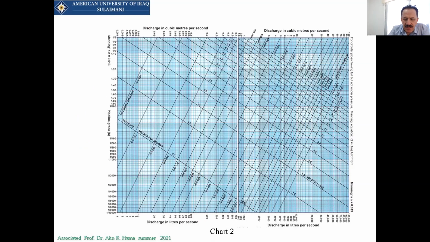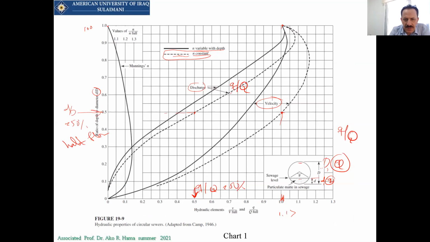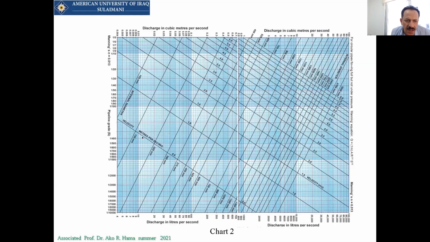This is also the same chart, by the way. This is for the velocity. This chart represents V equals 1 over n R to the 2/3 S to the 1/2, and Q is equal to V times A, and A is equal to pi d squared over 4. Now, this is in case of full flow.